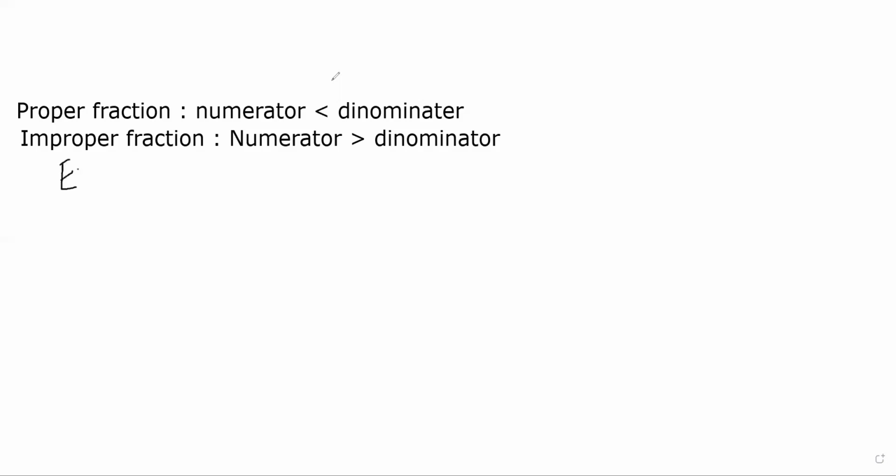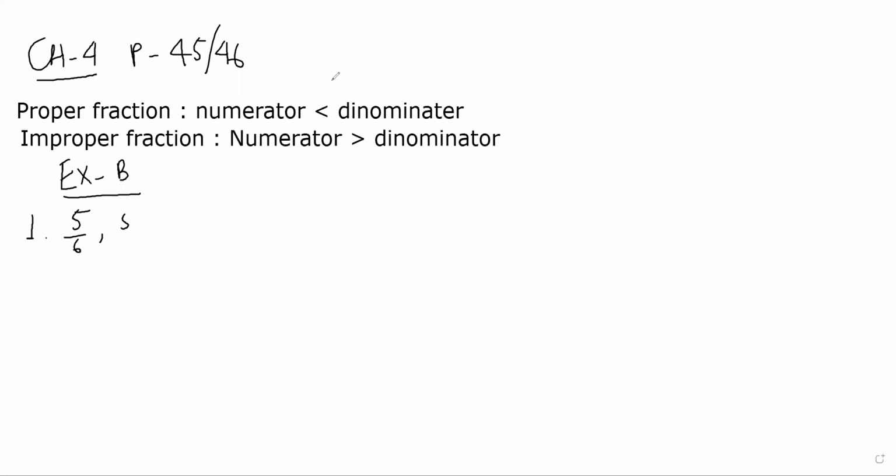So Exercise B. Which chapter is going on? This is Chapter 4, Fraction. Page numbers 45, 46. I am writing only the answers. Question number 1, proper fraction: 5 by 6 is the proper fraction, after that 5 by 8 is the proper fraction, after that 1 by 2 is the proper fraction.